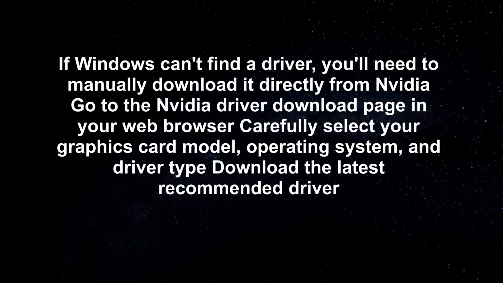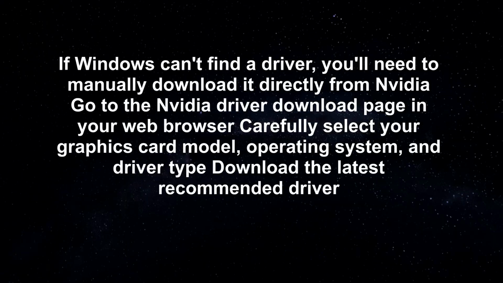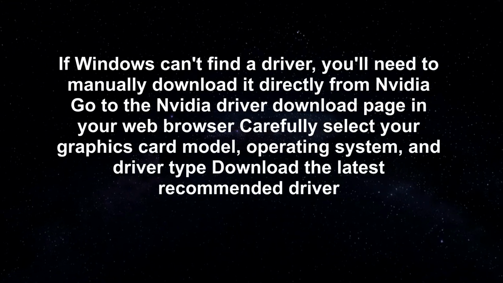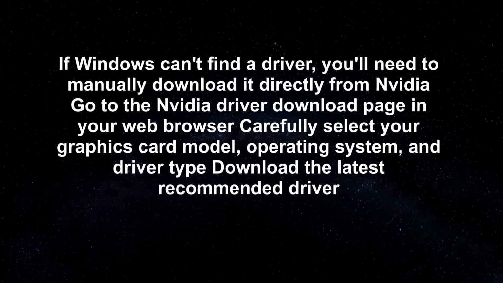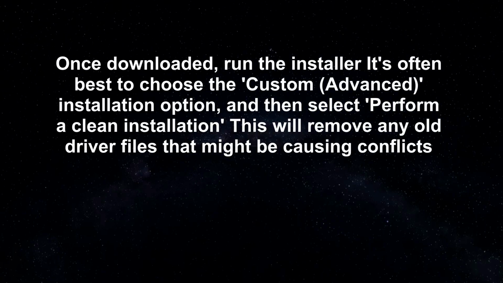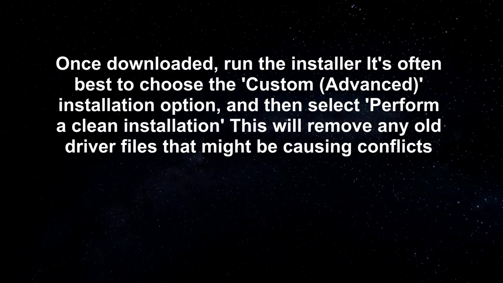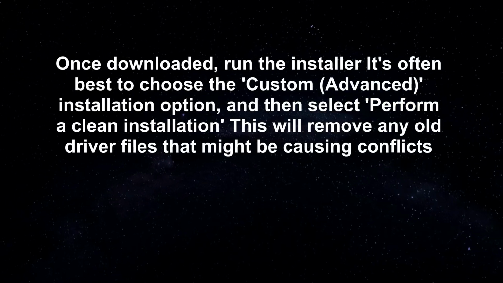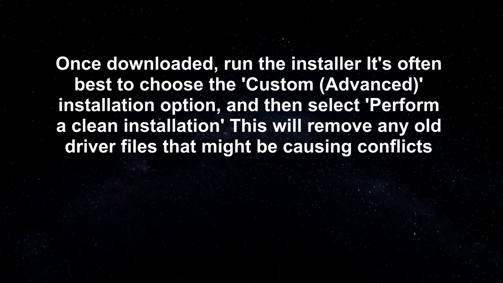If Windows can't find a driver, you'll need to manually download it directly from Nvidia. Go to the Nvidia driver download page in your web browser. Carefully select your graphics card model, operating system, and driver type. Download the latest recommended driver. Once downloaded, run the installer. It's often best to choose the Custom Advanced installation option, and then select Perform a clean installation. This will remove any old driver files that might be causing conflicts.